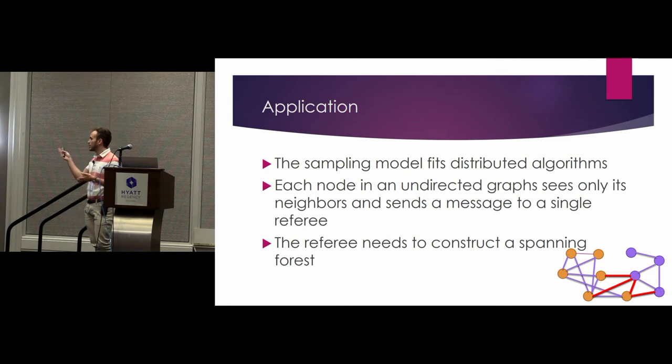So basically, you have an undirected graph. Each node sees only its neighbors and needs to send some message to a global referee, such that from all of the messages the referee got, the referee would be able to tell if the graph is connected or not, or to even construct a spanning forest or something. But there is no back communication. You just send one message and that's it. And the question is, how small can the messages be?